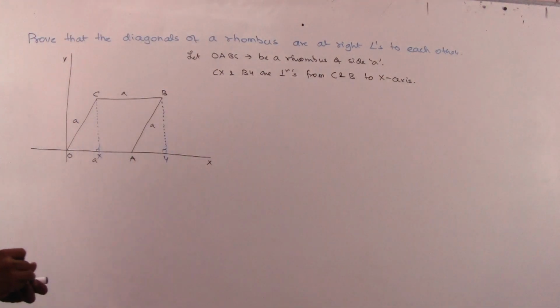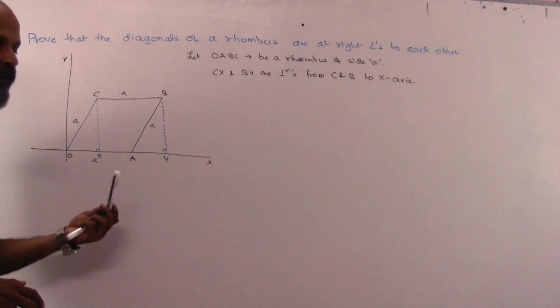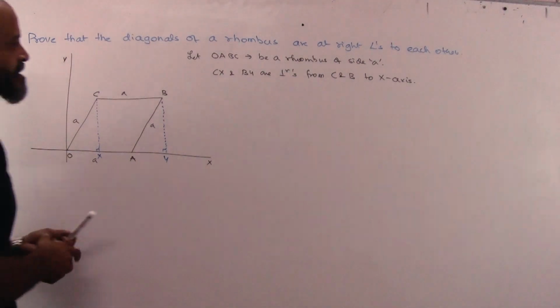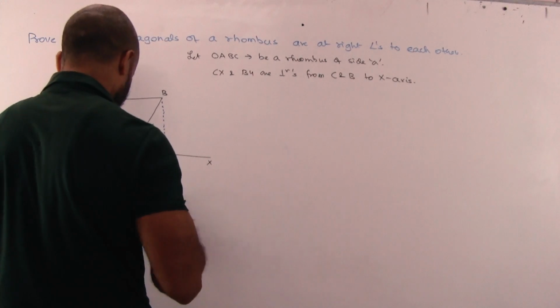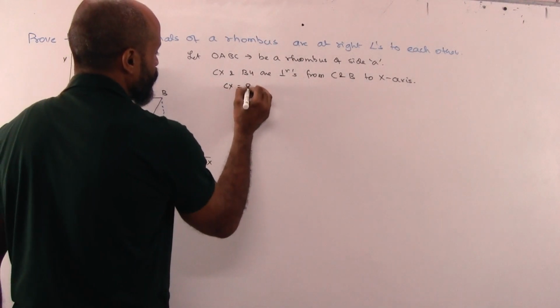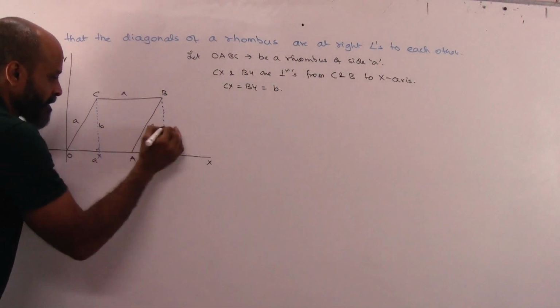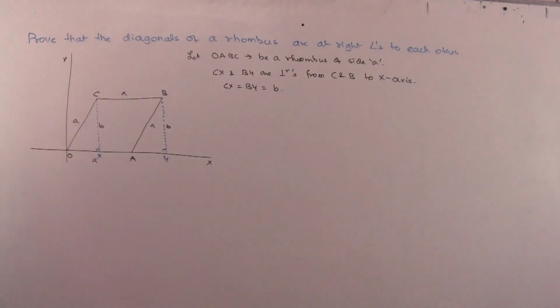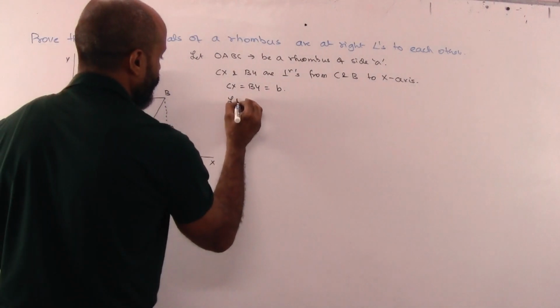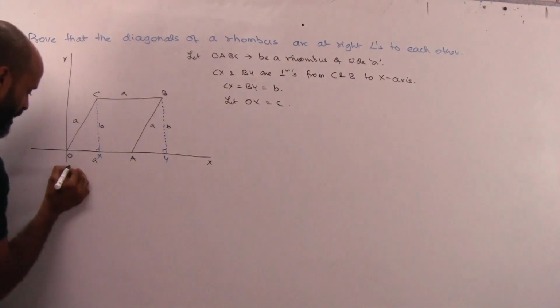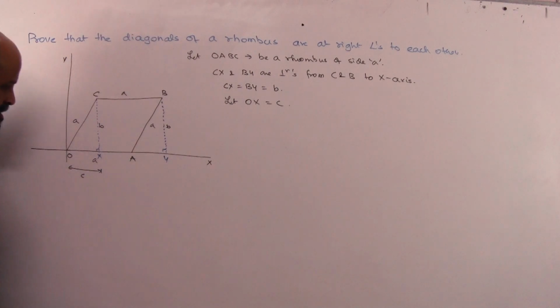Okay, so OABC is a rhombus of side A. CX and BY are perpendiculars from C and B to the X axis. Okay, so what do we have here? This is basically a rhombus, and let's say CX and BY. Let's suppose CX is equal to BY obviously, and this will be equal to B. Okay, so let's say this is our side B. Okay, so now in this one, let's say OX is equal to C. So what do we have here? This OX is equal to C.